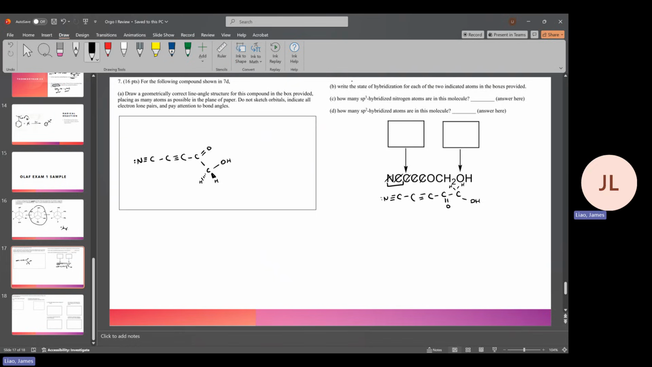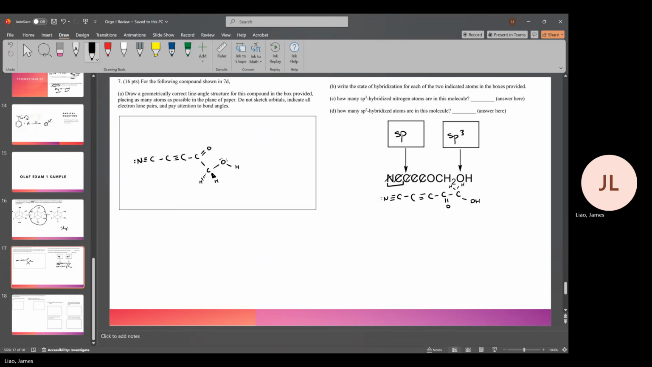Write the state of hybridization for each of the two indicated atoms in the boxes provided. This one is talking about the second carbon. Since it's linear and 180 degrees with a triple bond, it has to be sp hybridization. And then the other one right here with an oxygen, we can probably put the lone pairs right here, just to take out the hydrogen. Remember, geometrically sound. That means we can have some kind of sp3 hybridization.